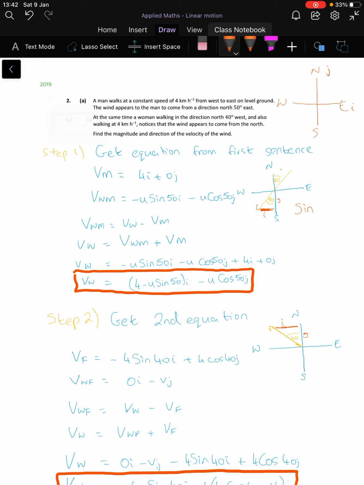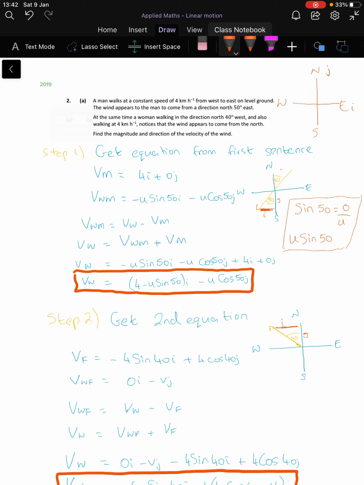Sine of my angle of 50 is equal to my opposite value, which is what I want, all over my hypotenuse value, which is the U, the value of the speed. And that's where the U sine 50 is coming from here. The exact same thing happens with the cos value.